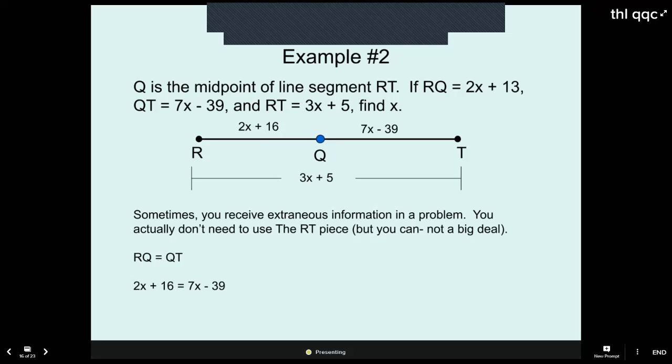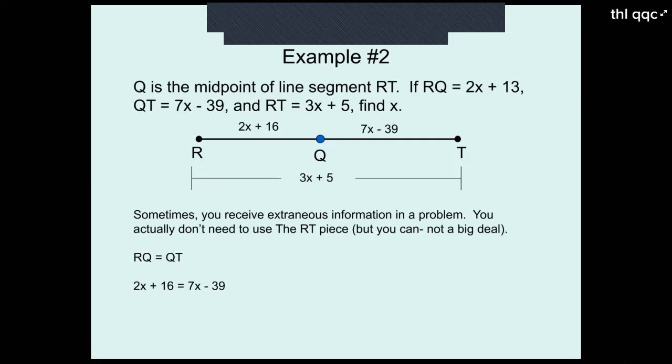So what I mean by that is you can set these two things equal to each other like I did down here, or you could use the regular old line segment addition postulate and say this piece plus this piece equals the whole thing. And you could solve for x, you would get the exact same answer. You could still solve the problem. Just depends how much math work you want to do.